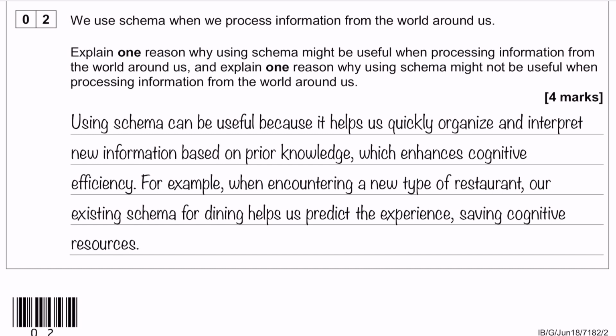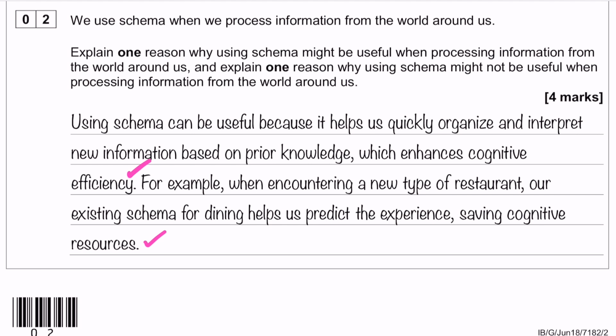So, using schema can be useful because it helps us to quickly organize and interpret new information based on prior knowledge, which enhances our cognitive efficiency. Okay, so no doubt that is a pro, so I'm going to give that 1 mark right there. And then my example for that is something really basic. When encountering a new type of restaurant, our existing schema for dining experiences helps us to predict the experience, which then saves cognitive resources.